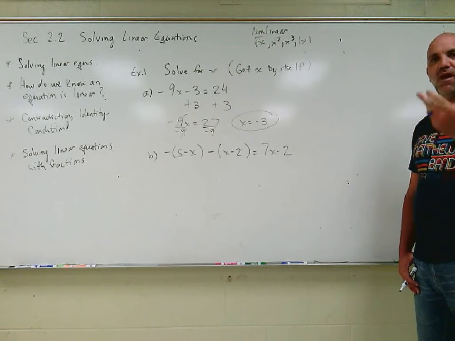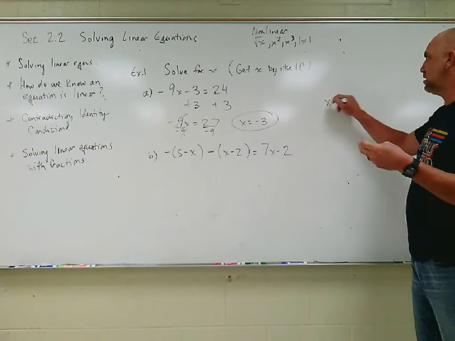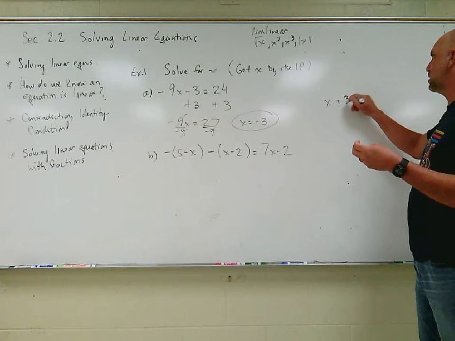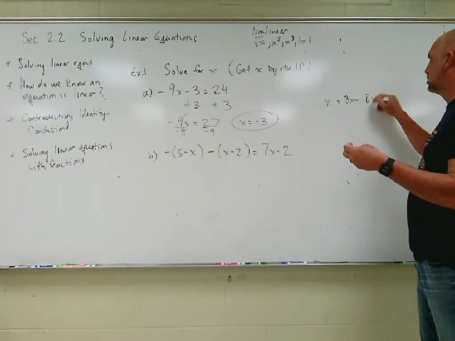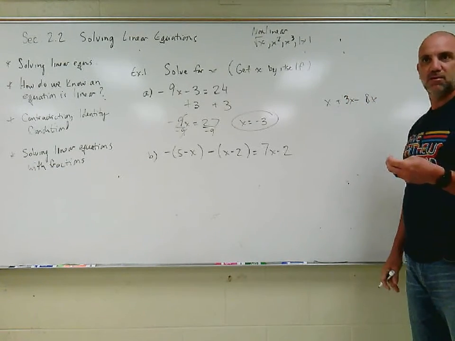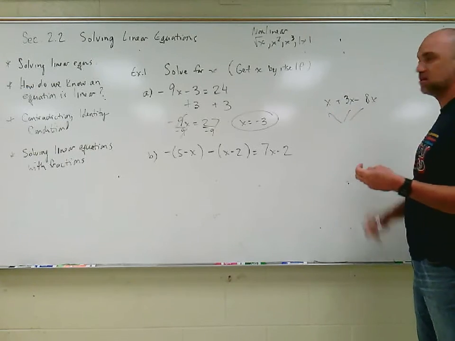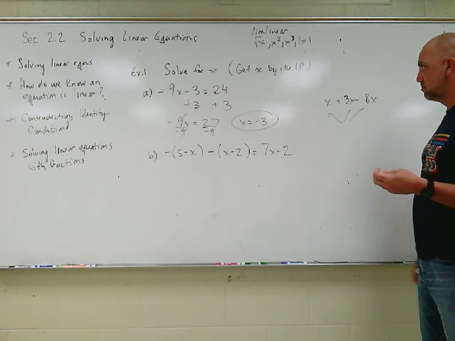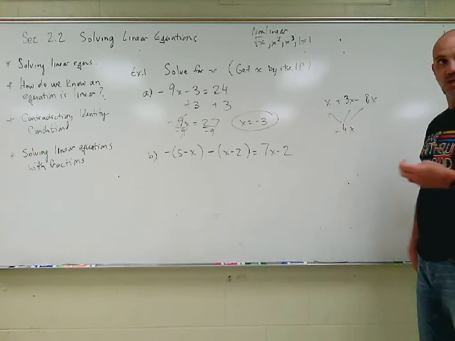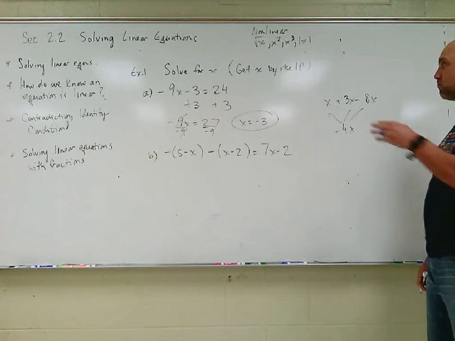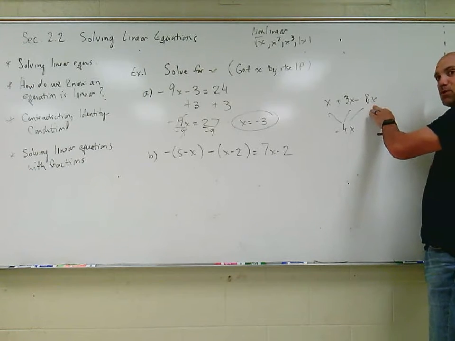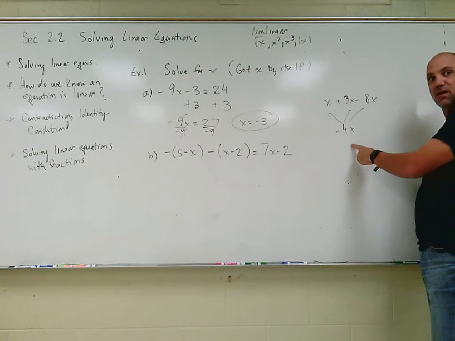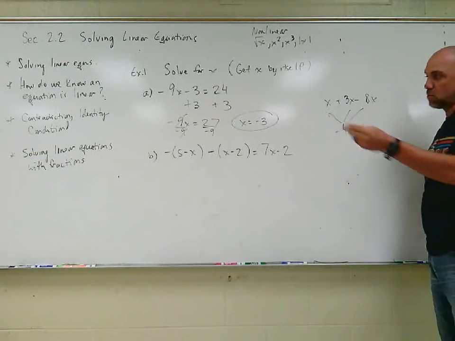Well, let me ask you this, if I had an x, let's say I had an x plus a 3x minus an 8x, can you add them all up? So if you add these all up, what would this add up to? Just add the 3. Negative 4x. There's the answer to your question. If you have more than one x, added and subtracted, just combine them like like terms, and you end up with 1x. So that's what we're going to do on this.